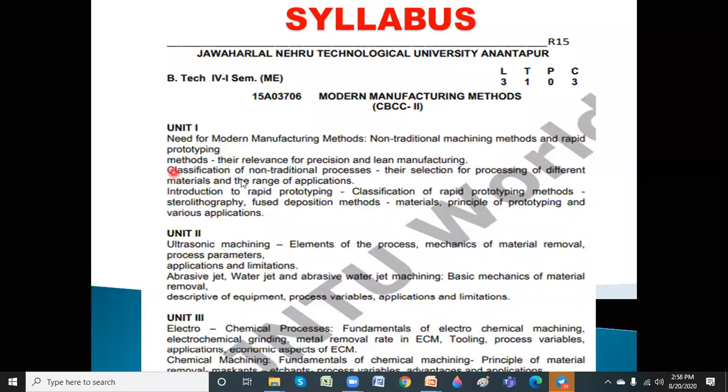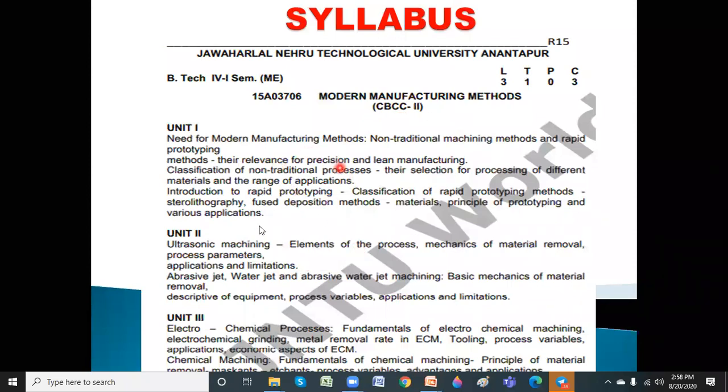Now we have the classification of different non-traditional production processes. As I said above, like electrochemical milling, the basic classification we will discuss. Then we'll discuss entirely your rapid prototyping process as part of modern manufacturing processes. Okay, that's about unit 1.